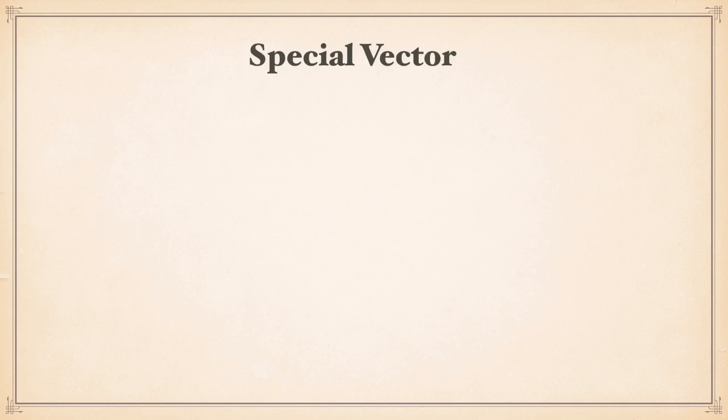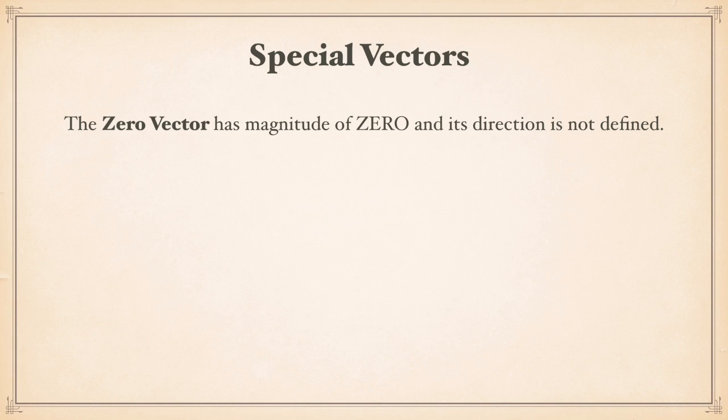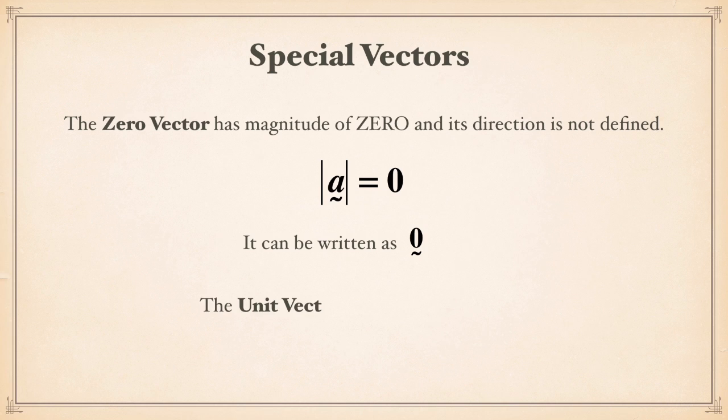Now, there are some special vectors. A 0 vector has magnitude of 0, and its direction is not defined. We can write that as the magnitude of A is 0. It can be written as 0 with a little squiggly underneath it. It's a 0 vector. You'll hear about the unit vector as well, and it has a magnitude of 1. We would write that as the magnitude of the vector A equals 1.